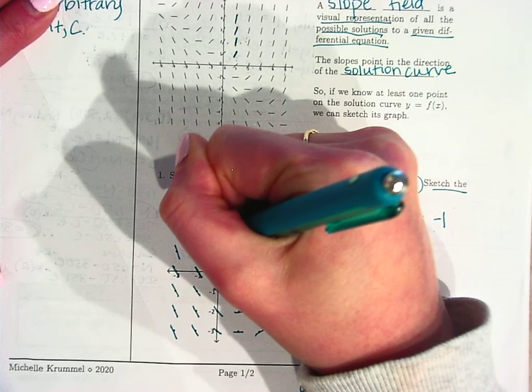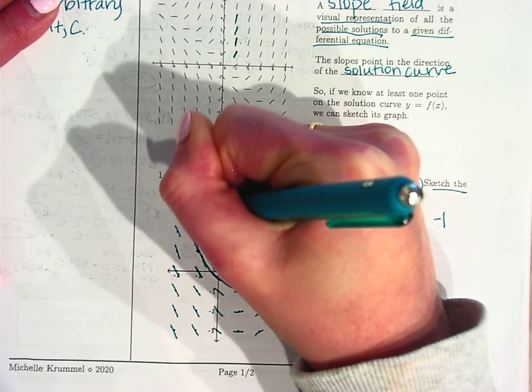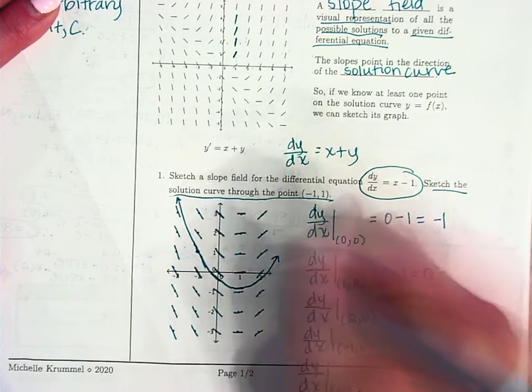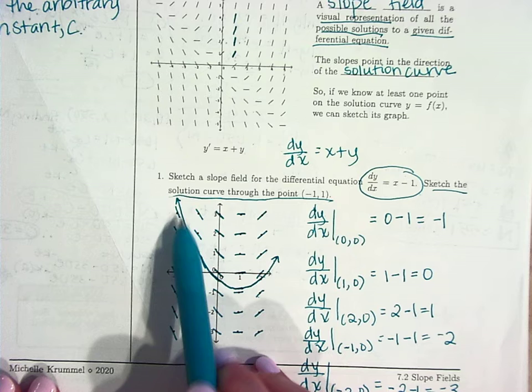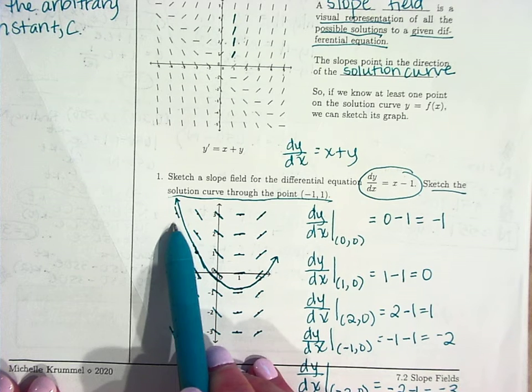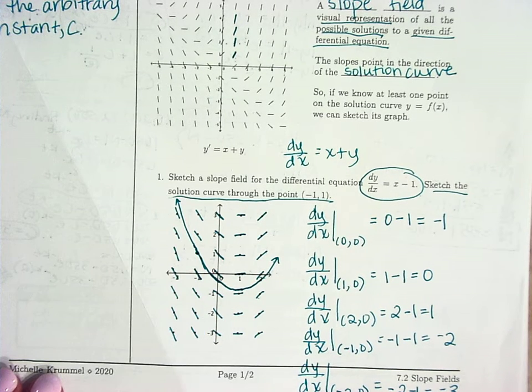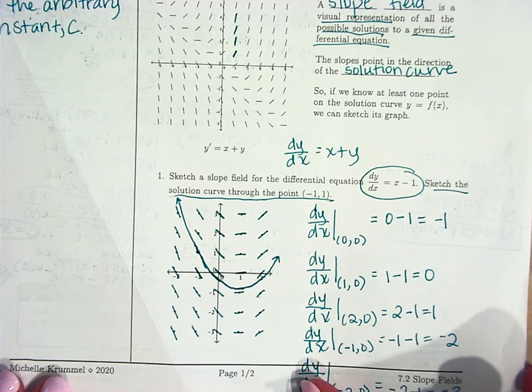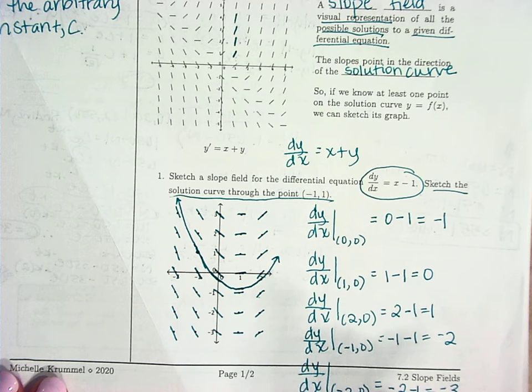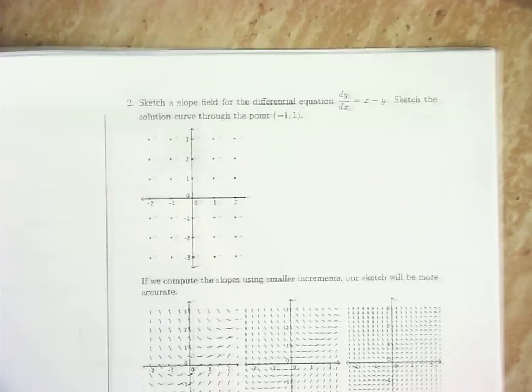Okay, and then we can continue on this side. Might look something like that. Like I said, your sketch might not look identical to mine. Like this curve might be below the line segment. It just depends on how you drew it. Okay, so there's my solution curve that goes through the point -1, 1. Okay, let's go ahead and flip it.